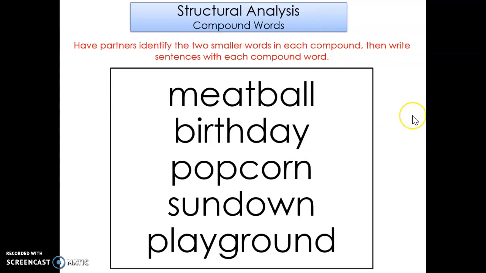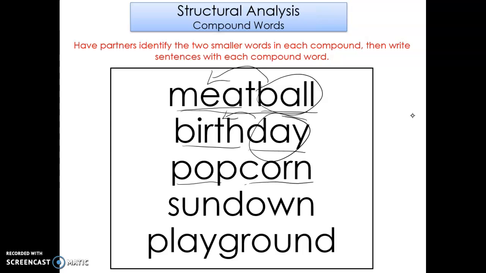Okay, so looking here, let's look for the clues by looking for the smaller words and then figuring out the meaning based on those small words. So we have meat, ball. So what do you think a meatball is? It's a ball-shaped piece made out of meat. Okay, we have birthday. What is a birthday? It's a day we celebrate your birth.